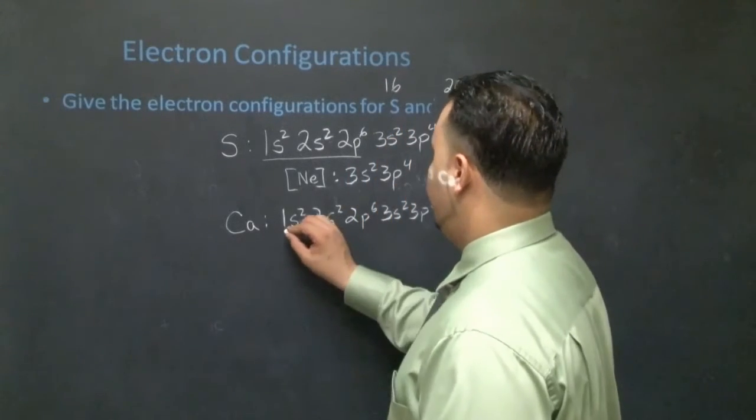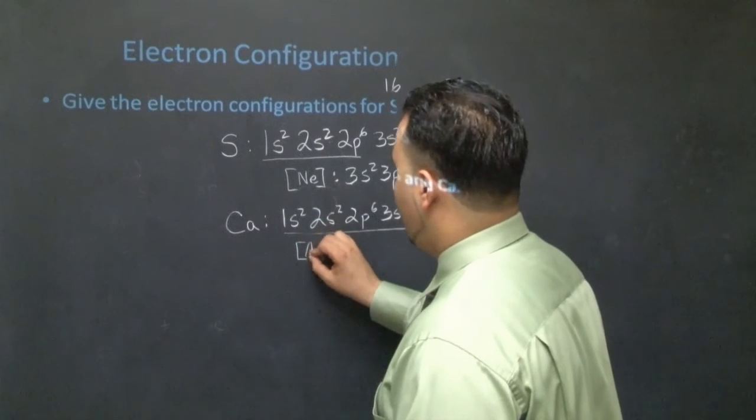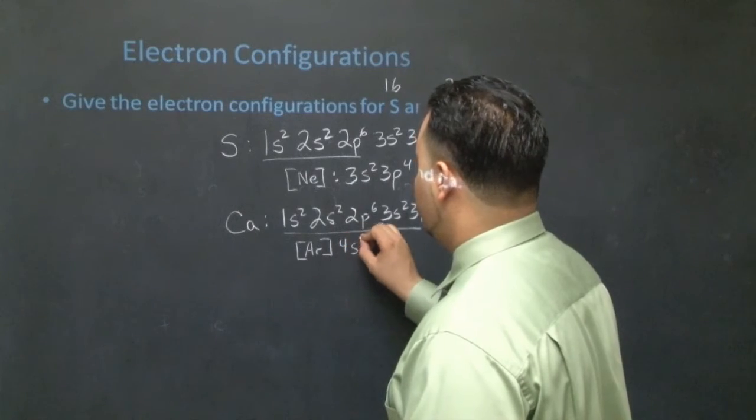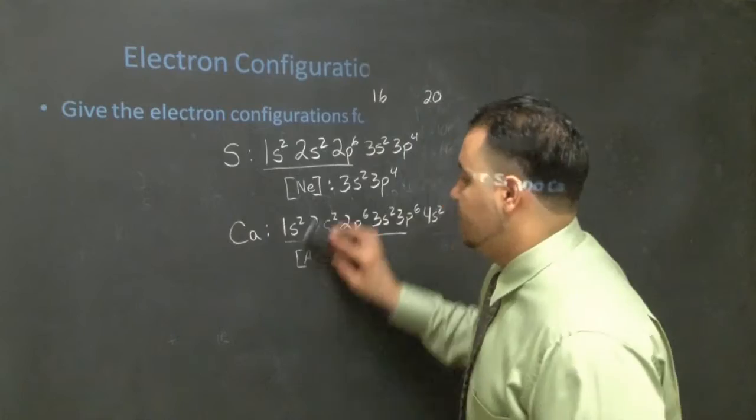Very nice. And could I write this in a shorthand way? Sure, I could. All of this, okay, is argon. Argon has 18 electrons. It's the 18th element. And I could just write it as 4s2. And that's usually how you would see it. You'd see it in the shorthand way on the SAT too.